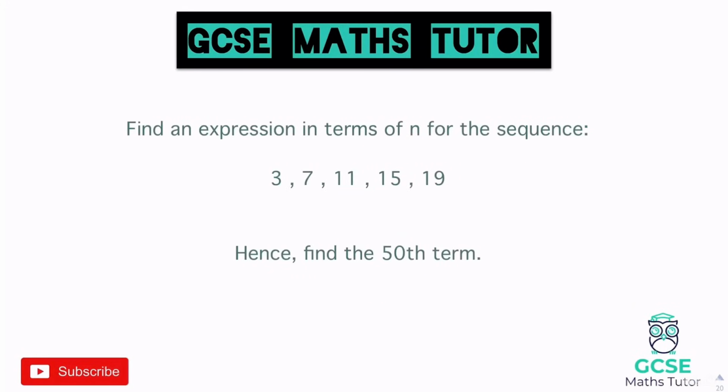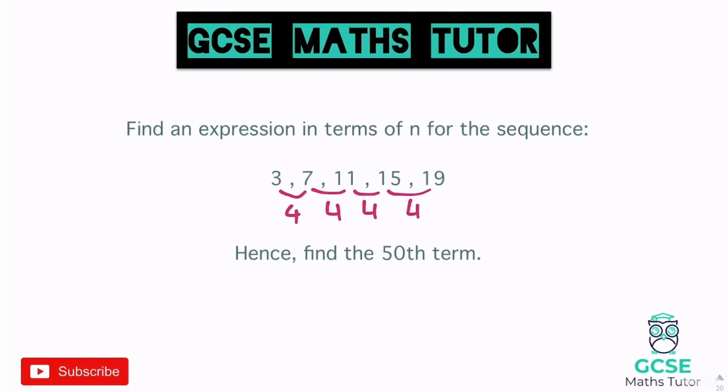So find an expression in terms of n for this sequence. So we're going to do the nth term, and then it says hence find the 50th term. So what I always like to do is draw these little loops just to see what times table this is related to, and from 3 to 7 it goes up by 4, and then it keeps going up by 4. So this is related to the 4 times table.